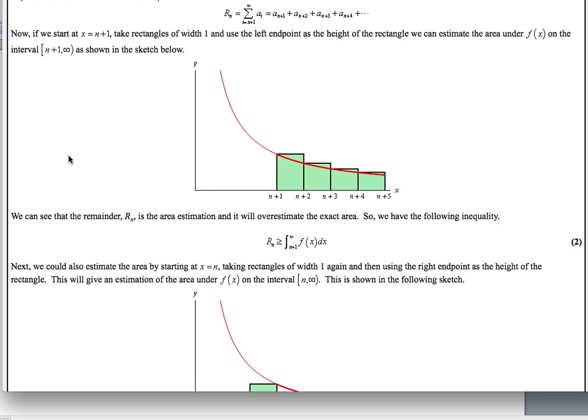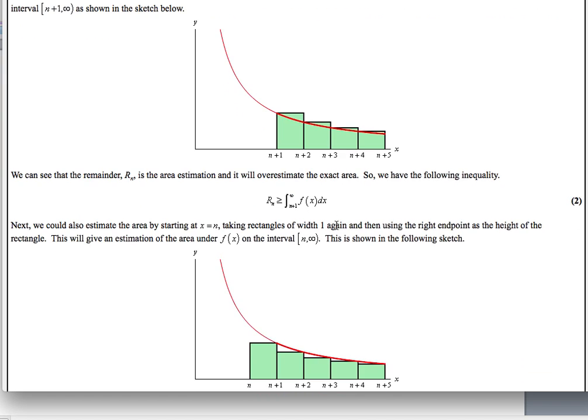So the article says here, we can see that the remainder r sub n is the area estimation, and it will overestimate the exact area. So it's going to overestimate here because you're going to get these little extra pieces above that. So r sub n is going to be greater than or equal to the actual integral under the function curve from n plus 1 to infinity.